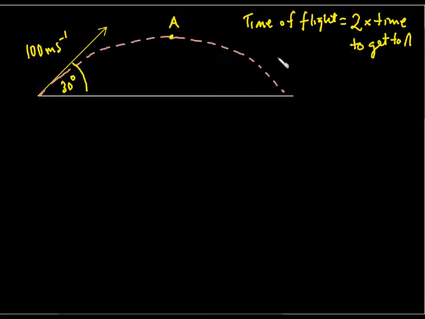Now previously we have discussed that at A, the vertical velocity is equal to 0 meters per second. Basically the ball or the projectile comes up and instantaneously its vertical velocity is 0 in position A, which occurs at maximum height.